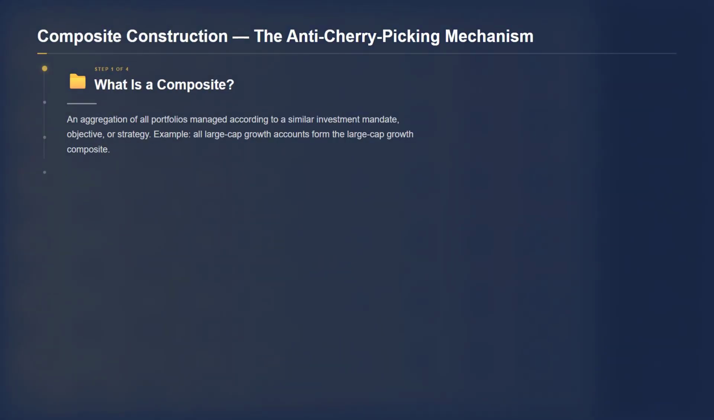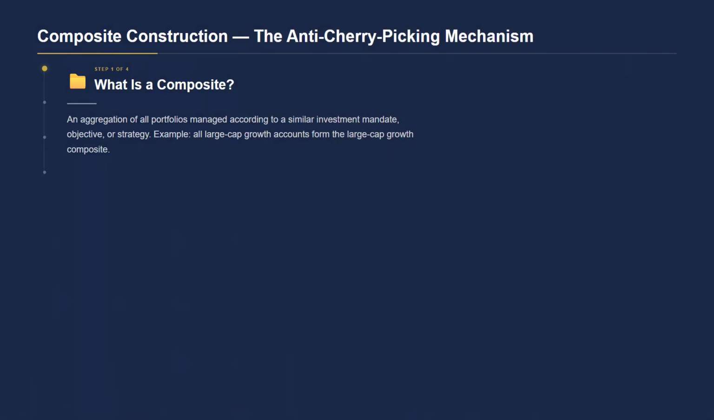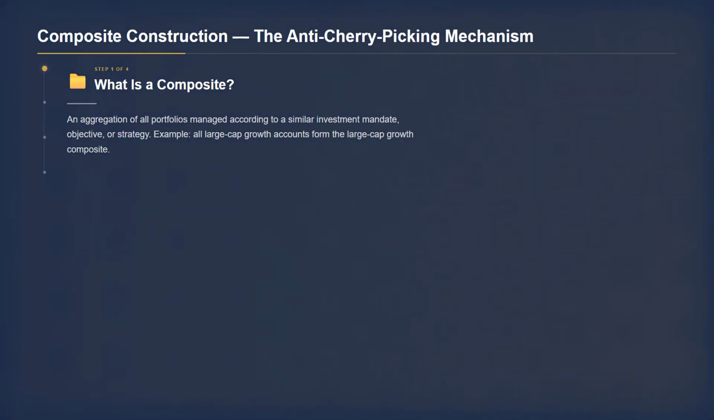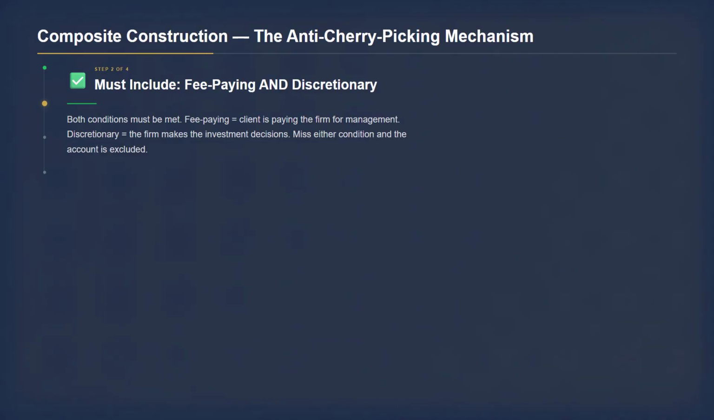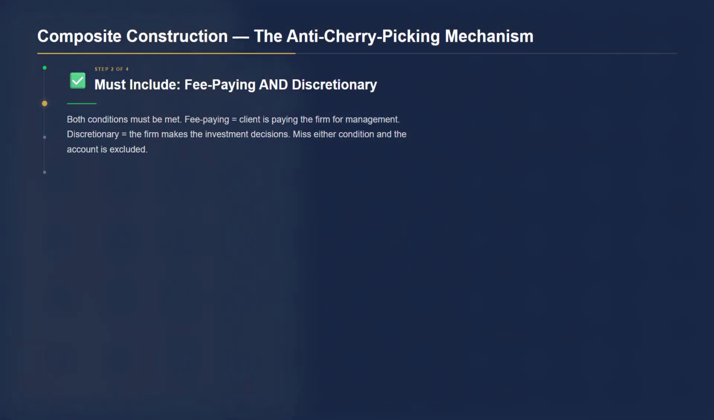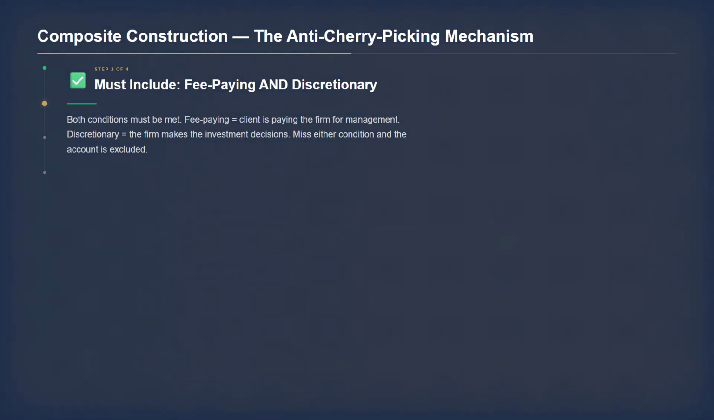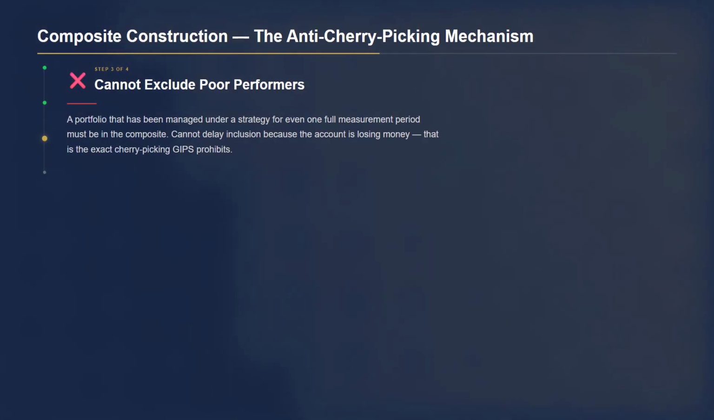The most powerful mechanism GIPS uses to stop cherry-picking is the composite requirement. A composite is simply a grouping of all portfolios managed with the same strategy. Here is the rule that makes this powerful. Every single fee-paying, discretionary portfolio must be assigned to at least one composite. No exceptions, no opt-outs, no discretion.